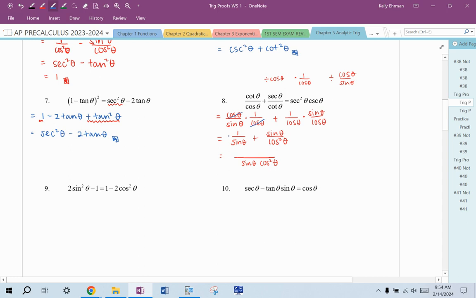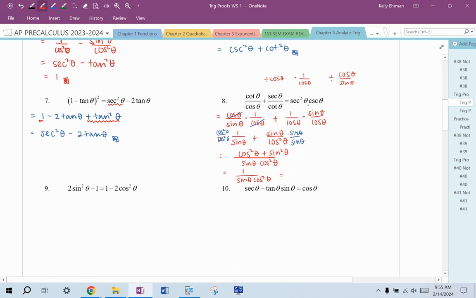This first fraction had to get multiplied by cosine squared over cosine squared. So cosine squared times 1 is cosine squared theta. And then this fraction had the cosine squared but not the sine, so it needed to get multiplied by sine theta over sine theta. So that's going to be plus sine times sine, so plus sine squared theta. And then this should start jumping out at you. Cosine squared plus sine squared is 1 over sine theta cosine squared theta.